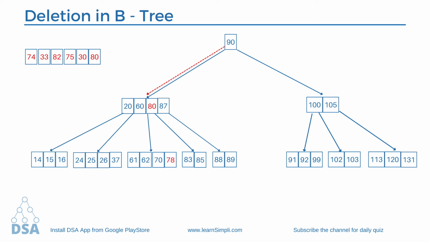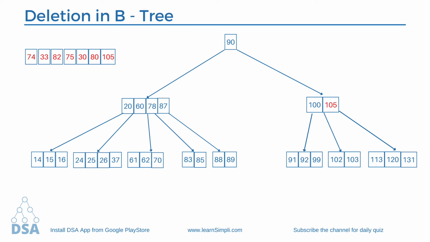We have to check if the left child of the target key has more than the minimum number of keys. If the child node has more than the minimum number of keys, then only we can replace the target key with the maximum key of the child node, the in order predecessor. Now delete the 80 and replace it with its in order predecessor. Now the remaining number of keys is 3, so it satisfies the property of the B tree.